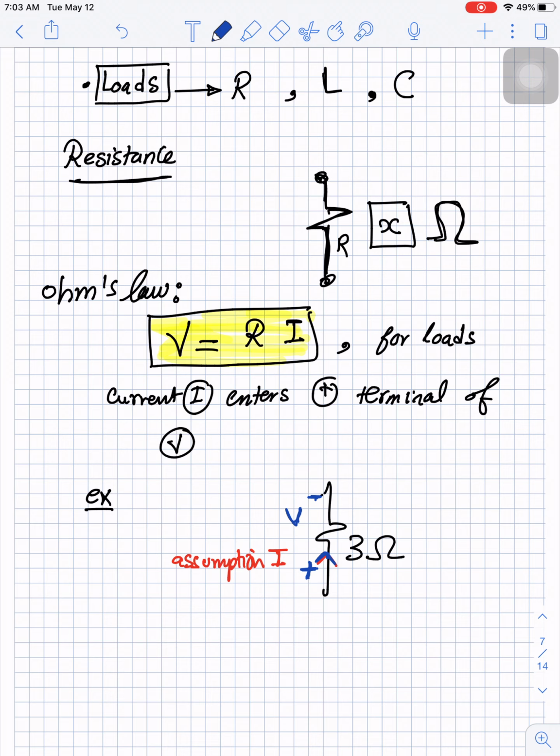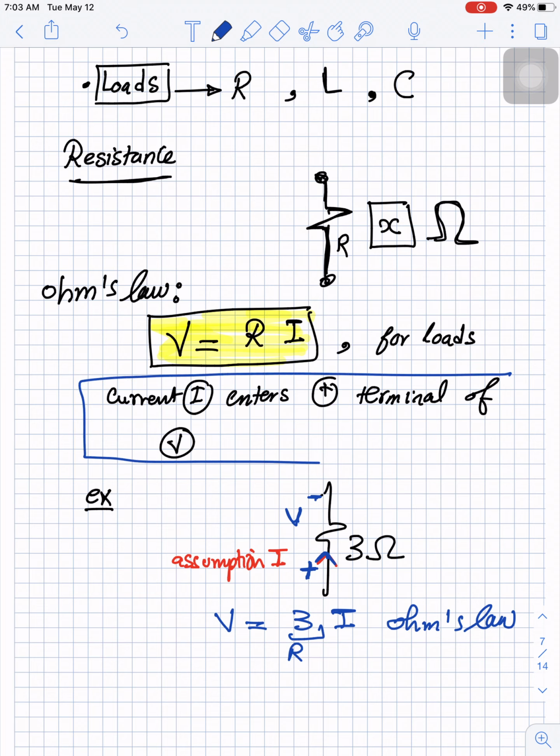Now you can write down that V equals 3I, and this 3 is the value of R. And you can apply Ohm's law. So you cannot apply Ohm's law without having this condition satisfied, that the direction of the current I is entering the positive terminal of the voltage. You have to make sure that you are satisfying this condition before writing this equation.